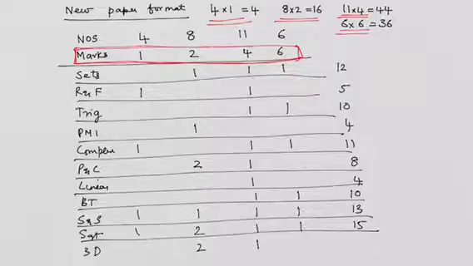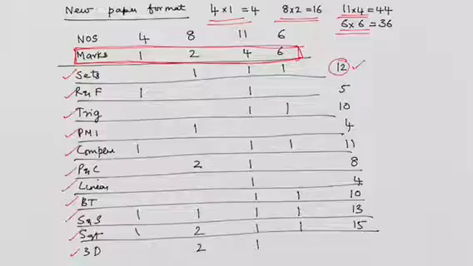Based on the marking scheme, we have the following chapters: sets, relations, functions, trigonometry, PMI, complex numbers, permutations, combinations, linear inequalities, binomial theorem, sequences and series, straight lines, and 3D geometry. So this is a marking scheme. From sets, 12 marks. So 12 marks could be one 6-mark question, one 4-mark question, and a 2-mark question. So that makes it 12.